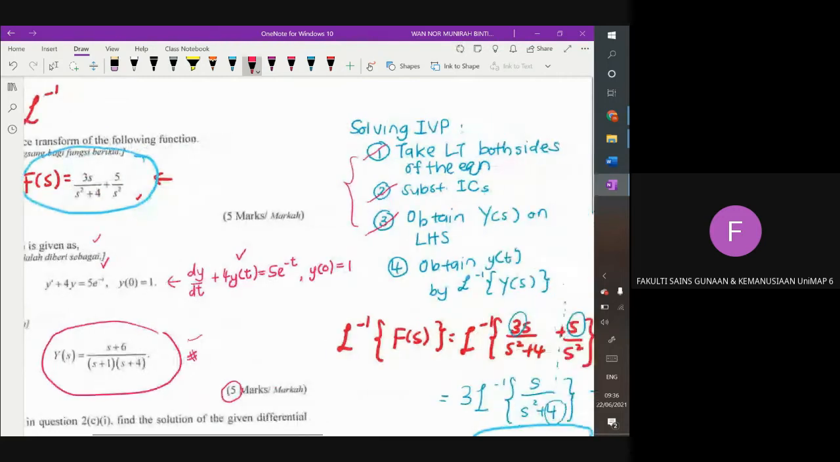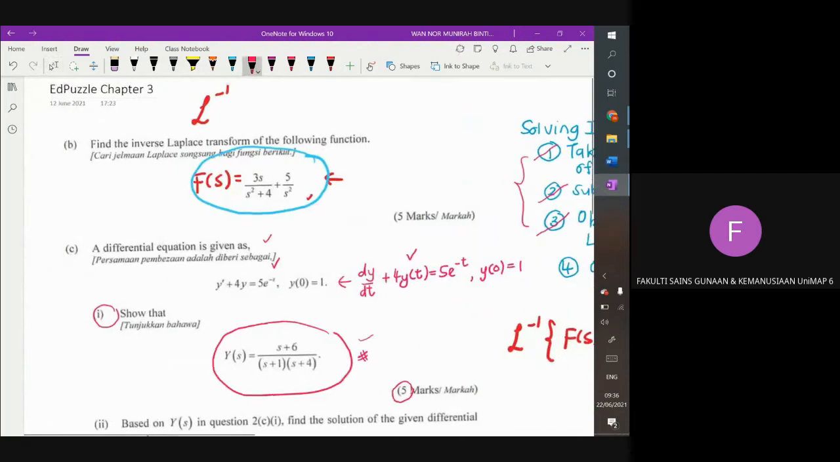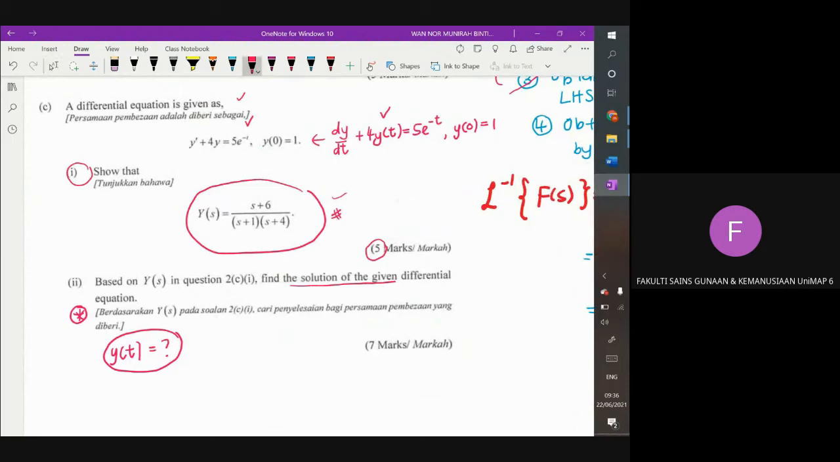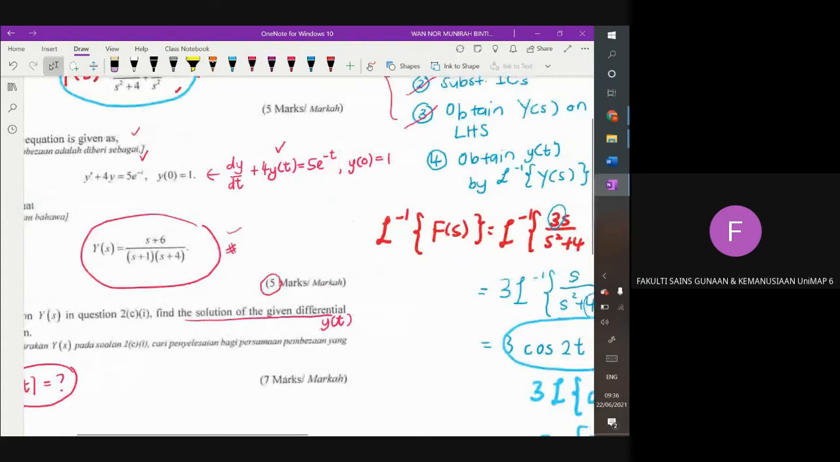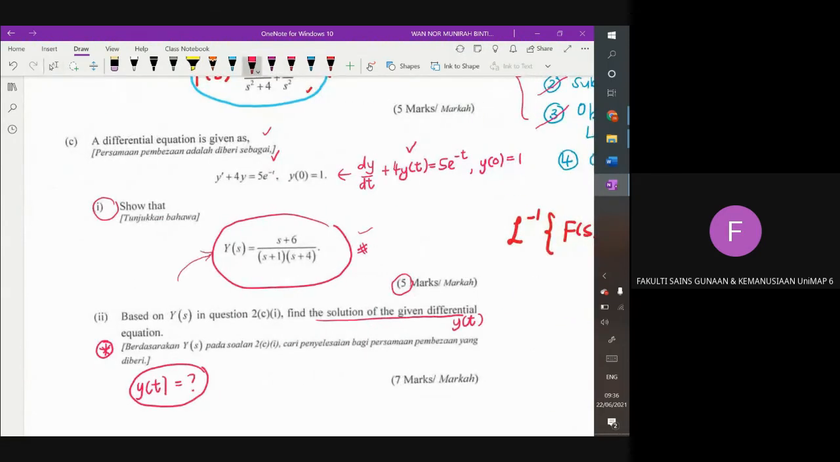Okay, so next we continue in order to get yt, because what does the second question say? Find the solution. Find the solution means what is your yt? Based on the differential equation, your yt can be obtained by taking the Laplace inverse of your ys. This one, inverse of this one.